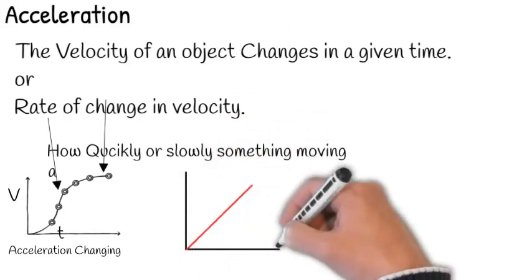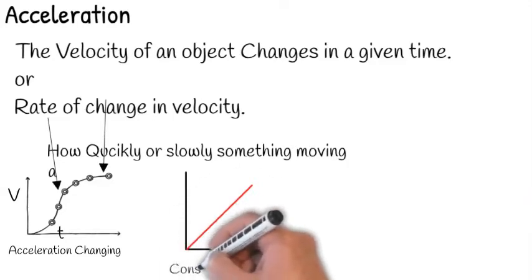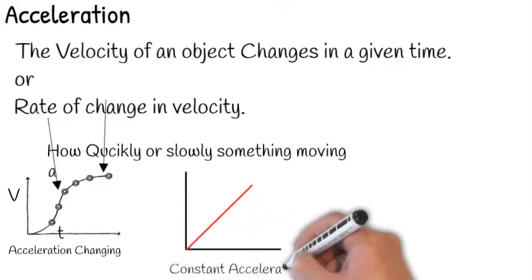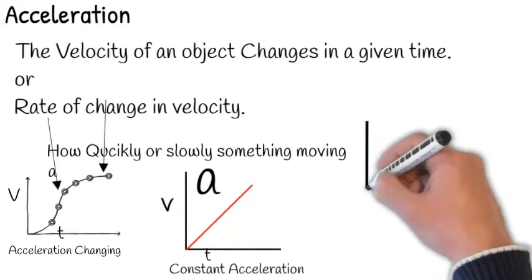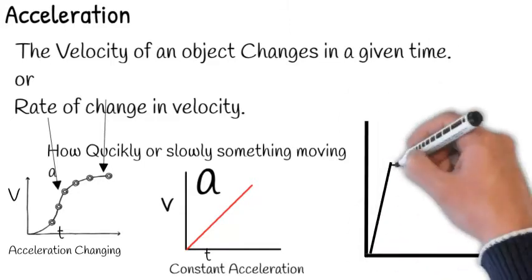In this graph we can see the velocity changing over equal intervals of time. So this graph shows constant acceleration. We discuss one more graph to understand the difference between acceleration and deceleration.